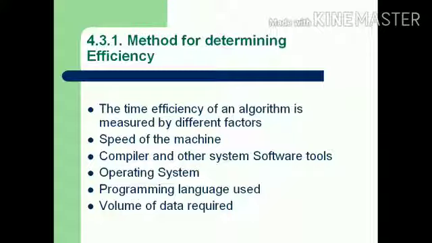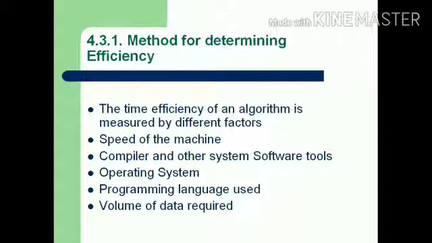Third, our next factor is the programming language which you use. If you are using an older version of a programming language, it may require more time to compile and execute. In the same way, the volume of data required also plays an important role in determining the efficiency of the algorithm. So these are the main factors for determining the efficiency of the algorithm.